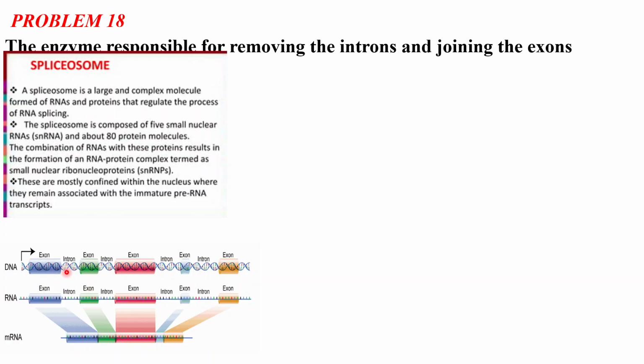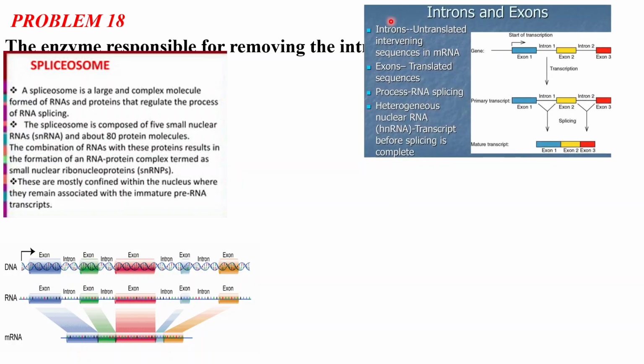So in DNA, there are portions which are known as exons and some which are known as introns. These exons join together to form the mRNA, and spliceosome is the enzyme which is responsible for doing the same. Introns are the untranslated intervening sequences in mRNA. Exons are the translated sequences. This is the process of RNA splicing, involving the heterogeneous nuclear RNA transcript before the splicing is complete.